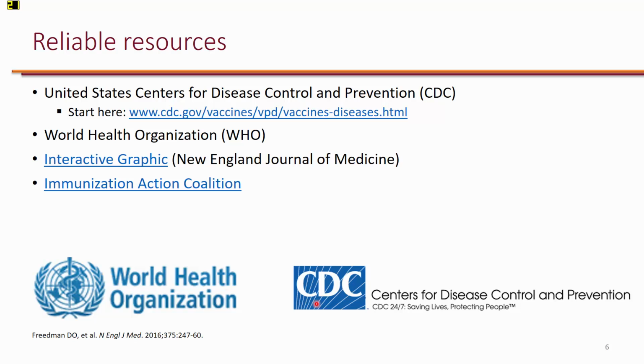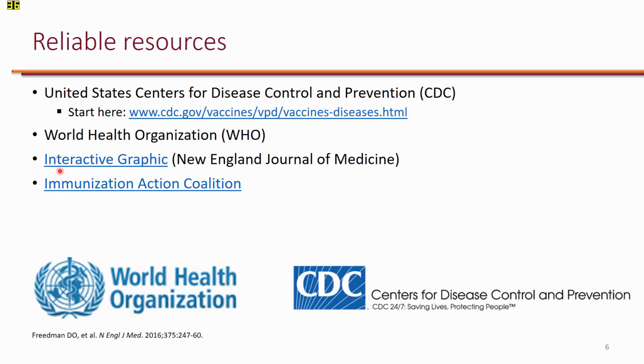Here are some reliable resources. In general, you can use the CDC's website, which has excellent tools for immunization, including immunization schedules that you can get for free. Also, you can use the World Health Organization, especially for immunizations that involve travel medicine and those that are not available in the United States, but may be available outside of the U.S. when patients or anyone is traveling internationally.